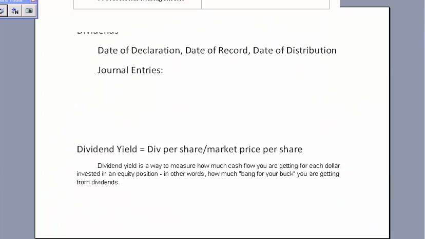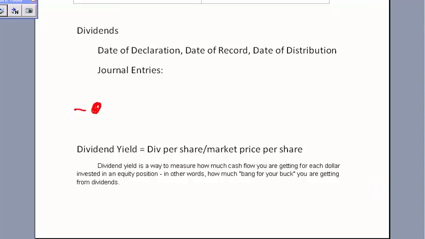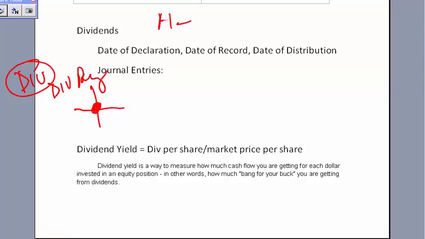Dividends have 3 dates. The first date is the date of declaration, and the issue here is the board of directors will declare dividends, and at that point then you record dividends and dividends payable. The dividends being the reduction of owner's equity. So when assets equals liabilities plus owner's equity, we're talking about the dividends account here, and then the account dividends payable is your liability. It goes up.